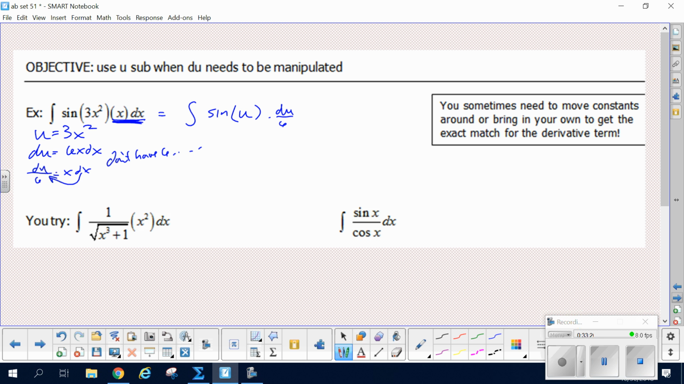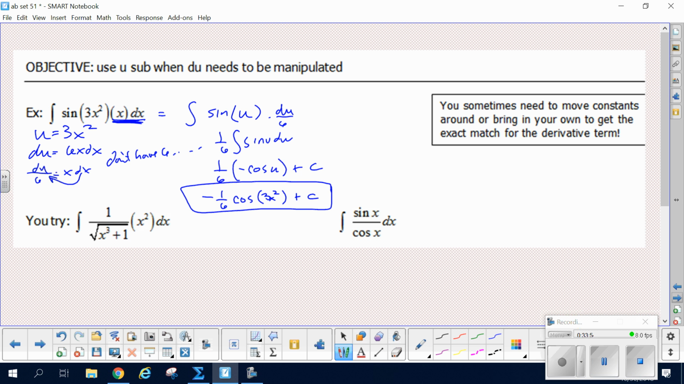All right. Now the 1/6 is a little ugly, but it's okay because can't I just move that 1/6 out? Can I move a coefficient out? So no worries. What's the antiderivative of sine of u? Negative cosine of u plus c. Cleaning it up, let's put the negative out front with the 1/6 and replace the u with 3x squared, and boom, there's my answer.